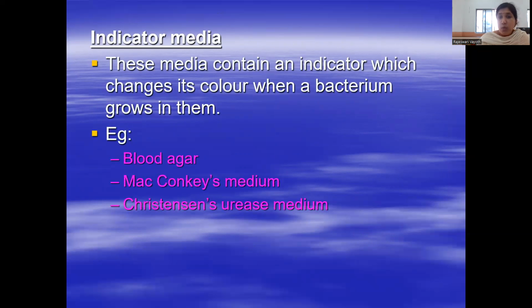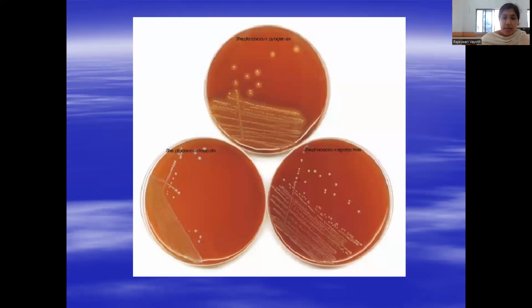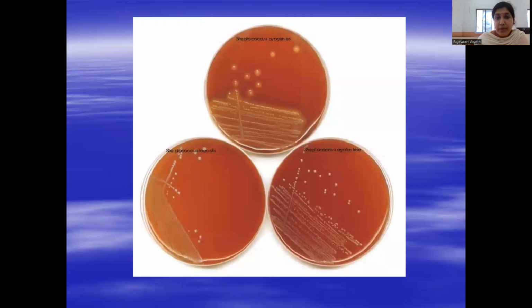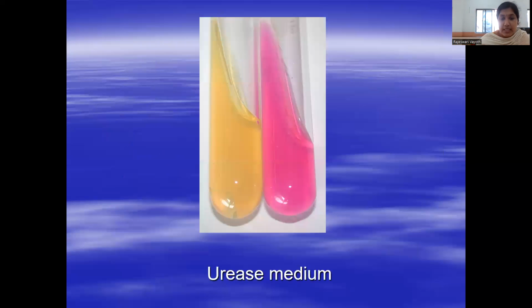Then indicator media, which contain an indicator which changes its color when a bacterium grows in them. Examples: blood agar, MacConkey agar, and Christensen's urease medium. These are the indicator media. Here you can see the hemolytic property of the bacteria. There is a clear zone around the colony, which is indicating the hemolysis of RBCs.